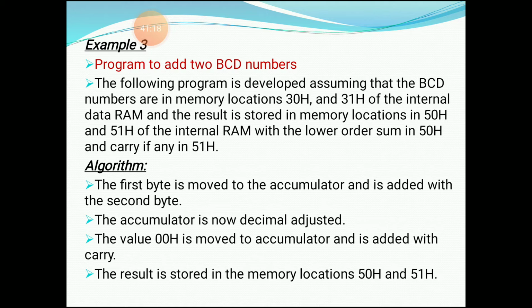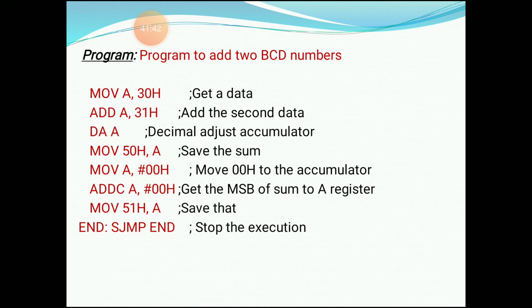The algorithm is: the first byte is moved to the accumulator and is added to the second byte. Now the accumulator is decimal adjusted by using the DA instruction. The value 00 is moved to the accumulator and it is added with carry. The result is stored directly in memory locations 50H and 51H. So this is the program to perform addition of 2 BCD numbers.